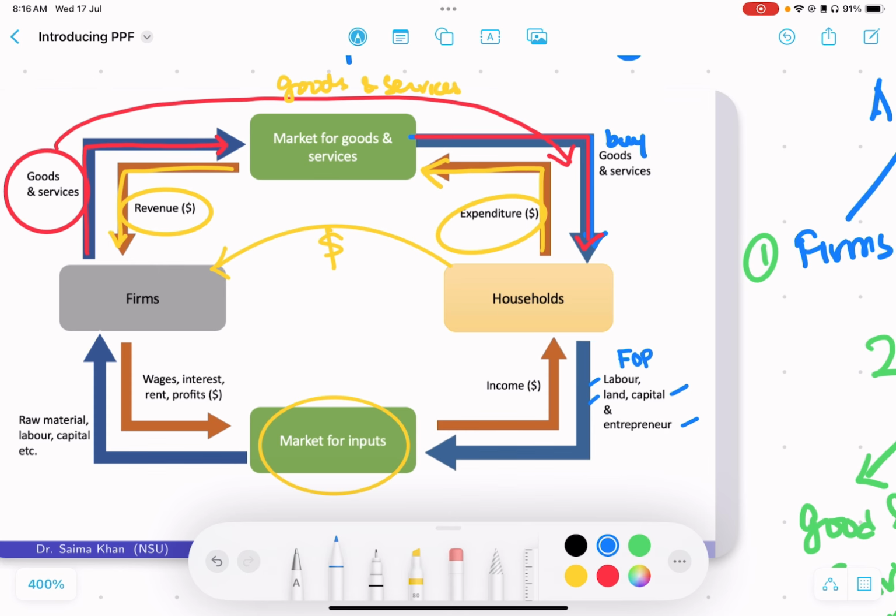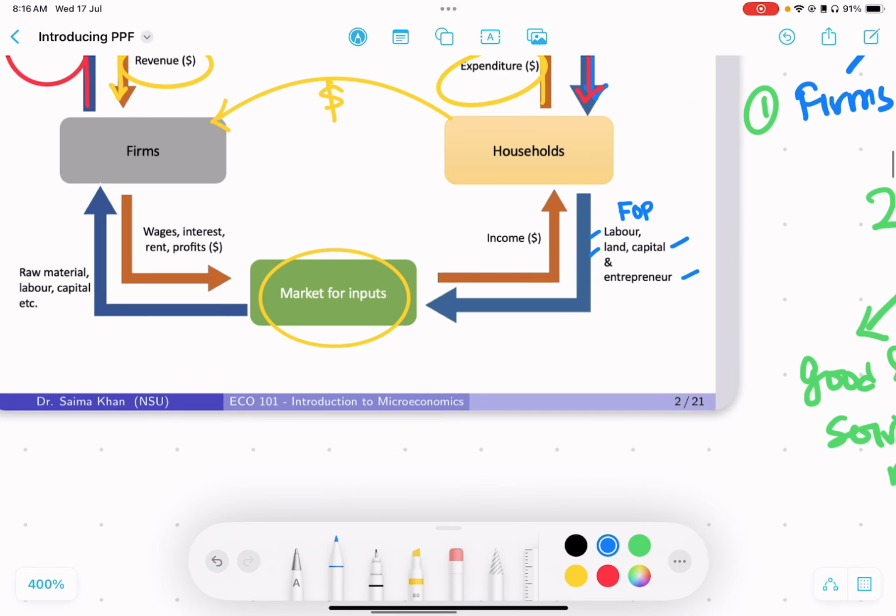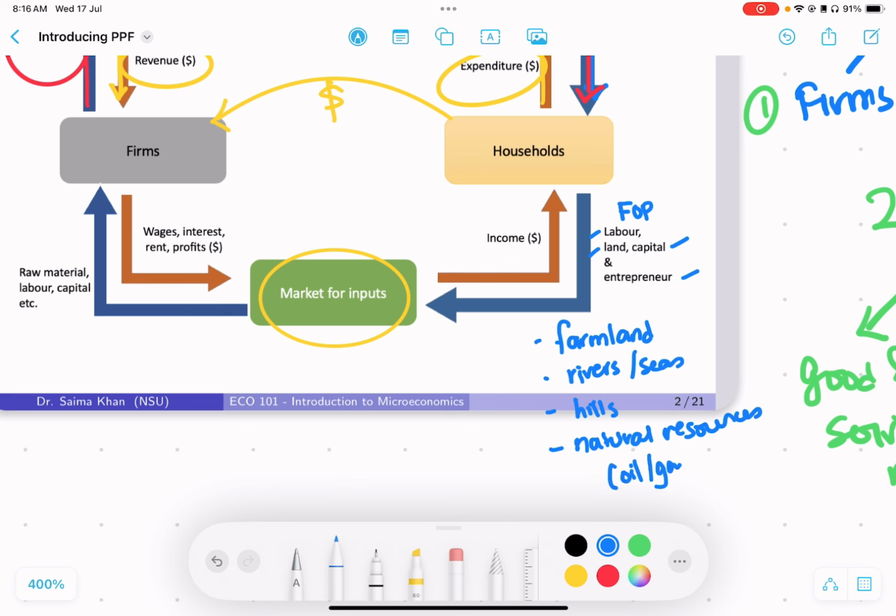Land, on the other hand, land can be farmland. It can be rivers and seas. It can be hills. So land doesn't just mean flat land. It can be any natural resources the country has. So if it's got oil, it's got gas, it's got coal, all of this falls under land.